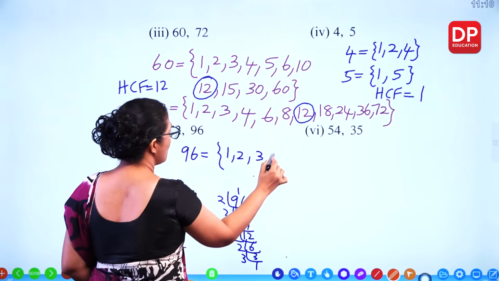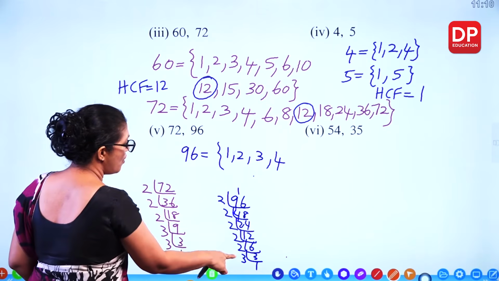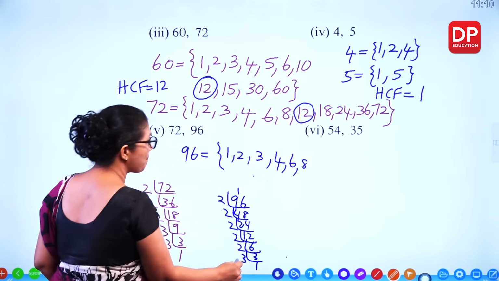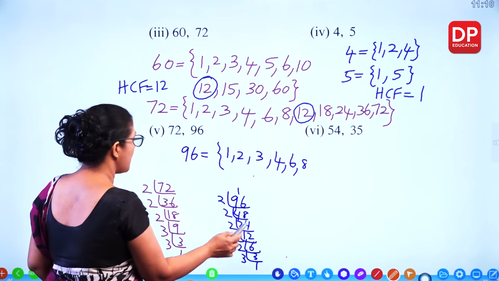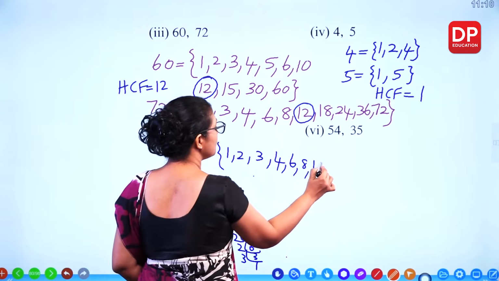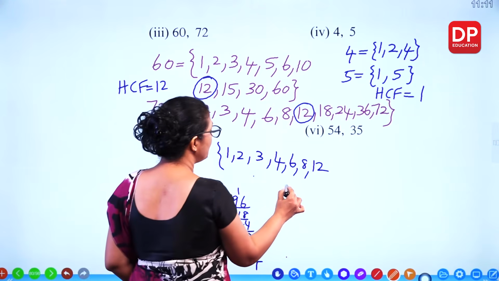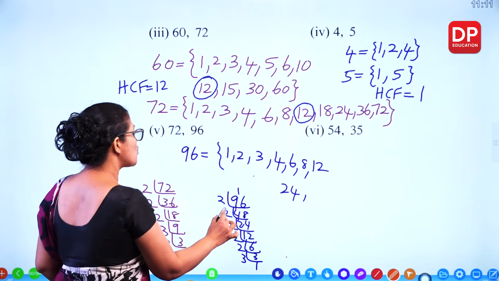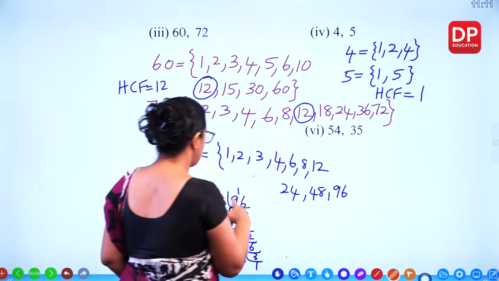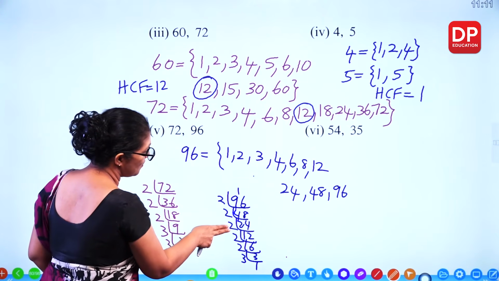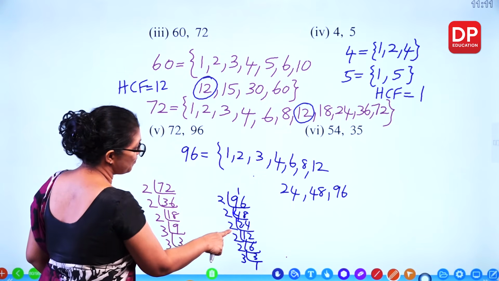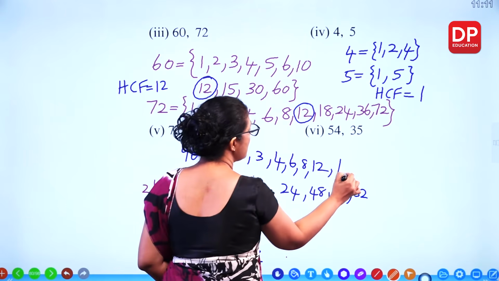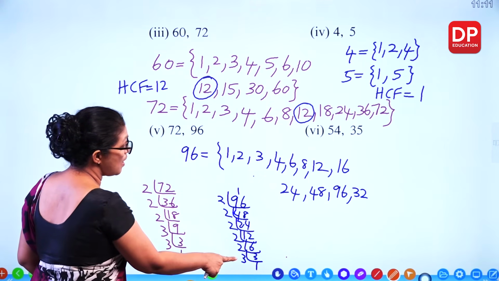1, 2, 3, 4, 6, then 8. What else? 3, 4, 5, 6, 8, 12. 24. 3 times 2, 6. 6 times 2, 12. 12 times 2, 24. 24 times 2, 48. 96. Did we miss anything? 32. We missed that. Here, 16. We missed that. And 16 times 3, it's 48.